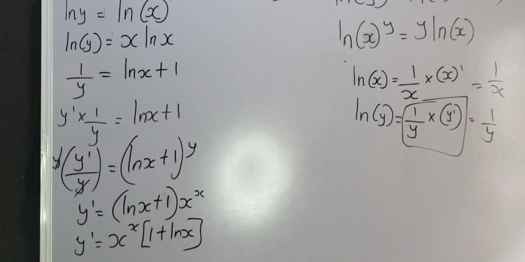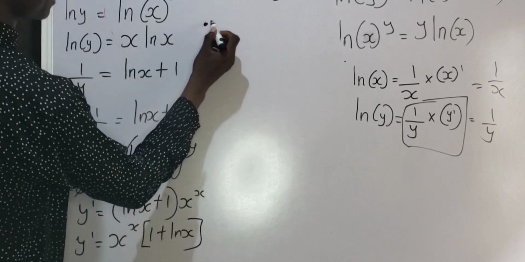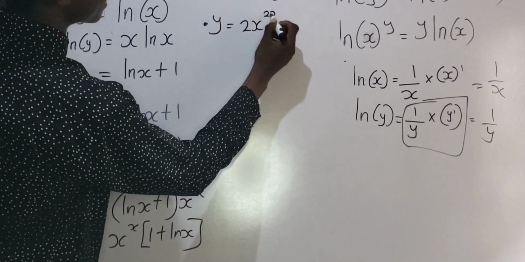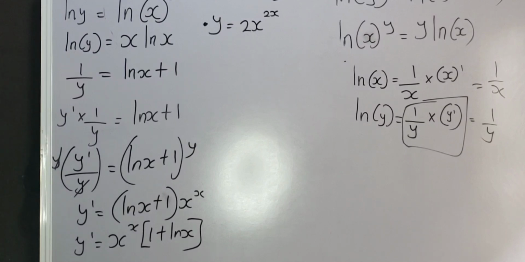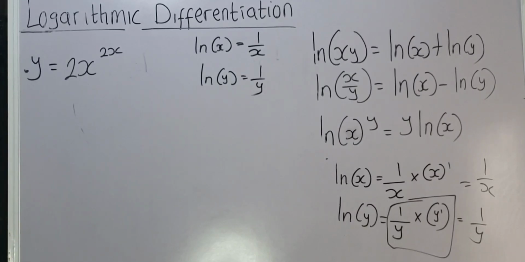So now, I want you to try this. You can attempt this, okay? Y is equals to 2x raised to the power of 2x. I want you to attempt this. You are still going to use the same approach. The first step is that you are going to take the natural log of both sides. After that, you differentiate both sides. Then after that, you multiply both sides by y. Then you substitute the value of y. That's it. Okay?